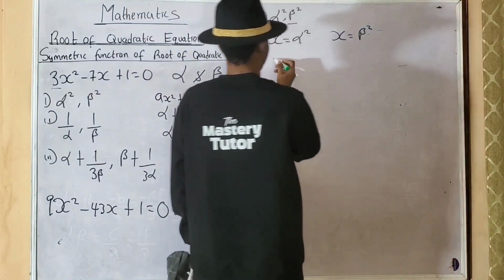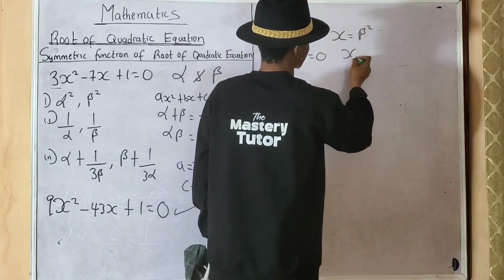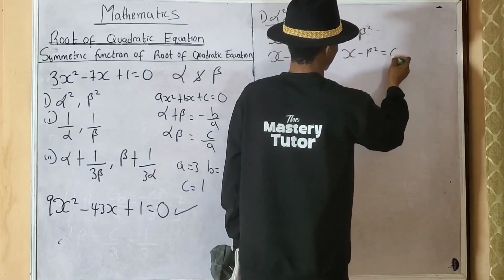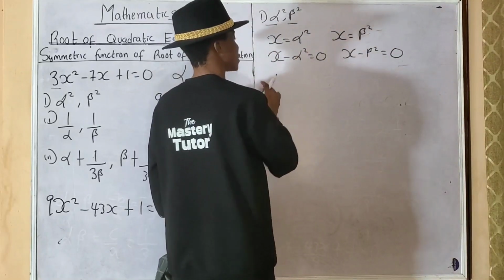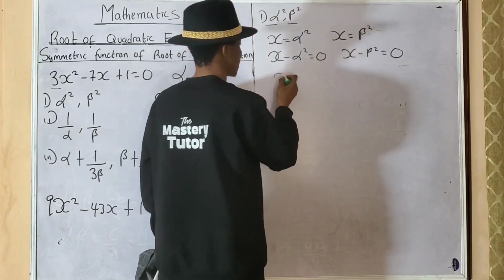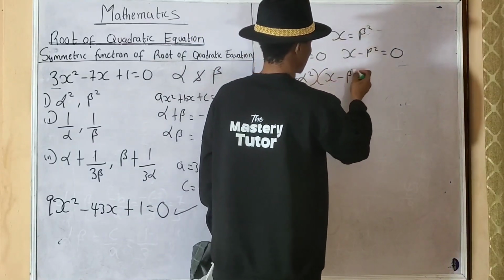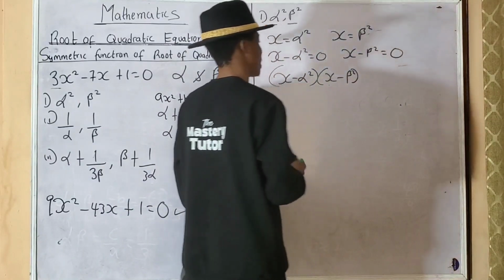Here I'm going to have x minus alpha squared equals 0, x minus beta squared equals 0, okay? Now, let us take the product of the factors of the quadratic equation. I'm going to have x minus alpha squared multiplied by x minus beta squared. Is that not it? Okay, let us take the product.